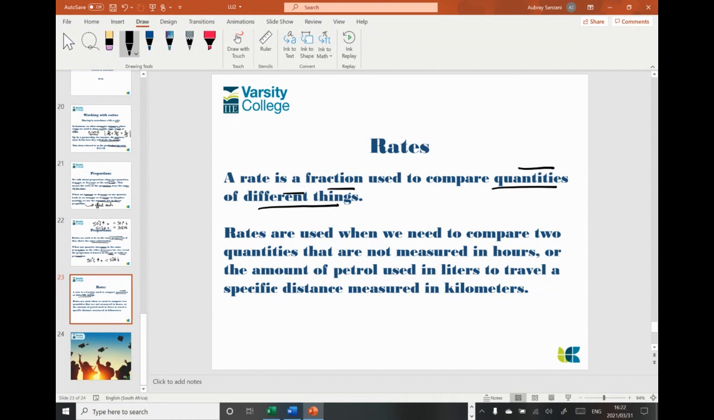So here, a rate is a fraction used to compare quantities of different things. Rates are used when we need to compare two quantities that are not measured in the same units, such as the amount of petrol used in liters to travel a specific distance measured in kilometers. That's the definition for rates.